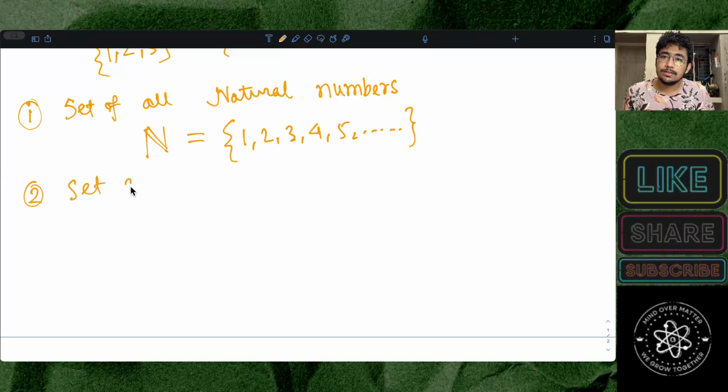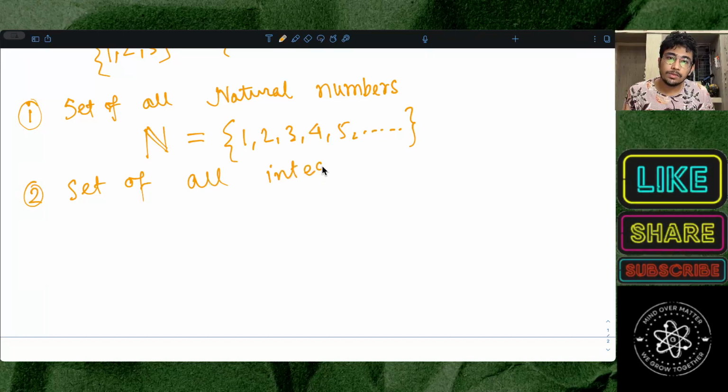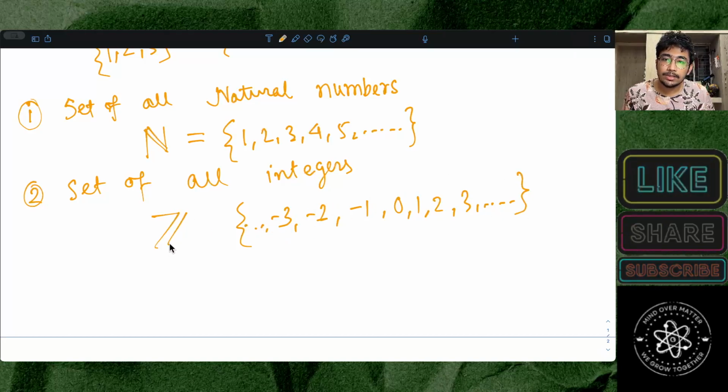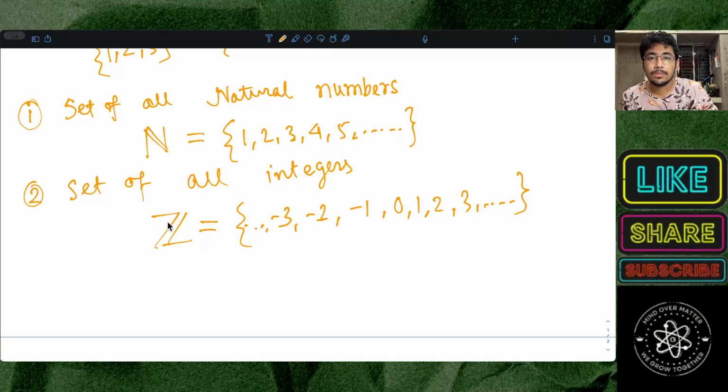Another set is the set of all integers. It contains all the natural numbers, it contains 0 as well, and it also contains all the negative numbers, all the negative integers. Naturally we write it with the capital letter Z.